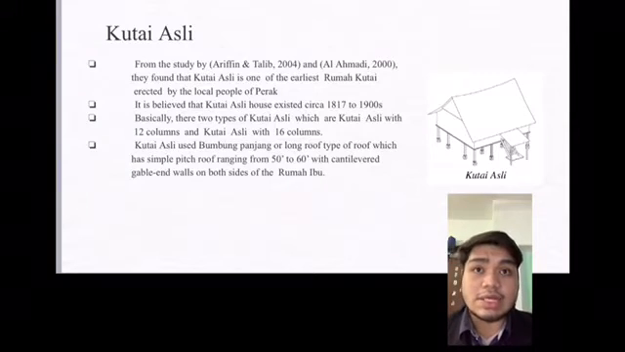So today, I will present about building spaces, building symbols and characteristics. First one is Kutai Asli. Kutai Asli house consists of Rumah Ibu main house and Rumah Tangga stairs.